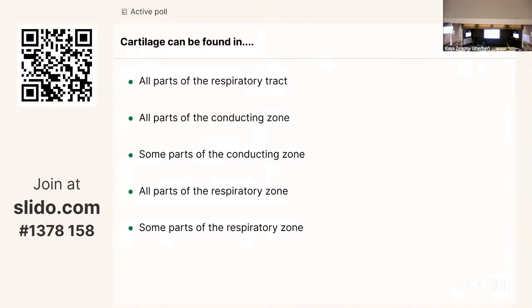So I want you to take a look at the chart that comes next in your slides about the parts of the conducting zone versus the respiratory zone. And I want you to start to kind of piece some of this out. So I want you to pick out where you can see cartilage in these structures.